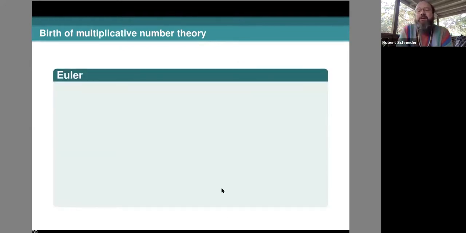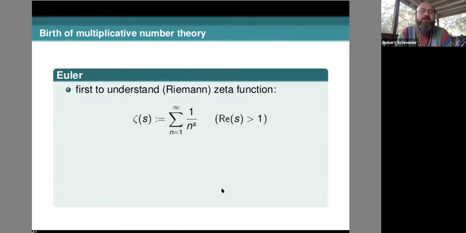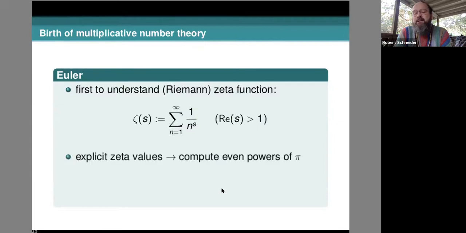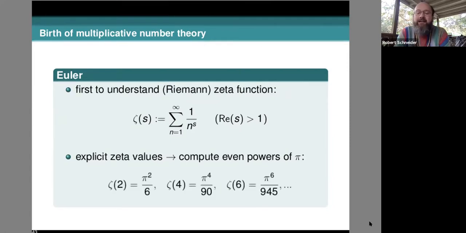And again, when Euler comes on the scene, he really is a magical person. He was the first to understand the zeta function, which we call the Riemann zeta function now, of course. This object with the real part of s greater than 1. And Euler was the first to compute explicit values. And he found that you could compute even powers of pi using infinite series of unit fractions. So impressive. So for instance, he gave this family of values for the zeta function.